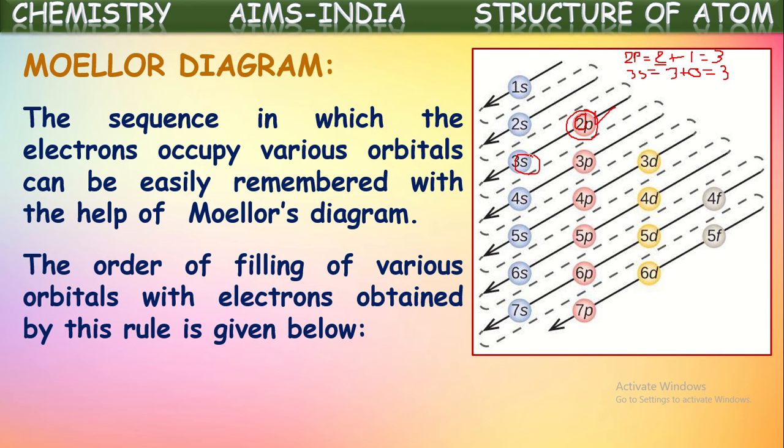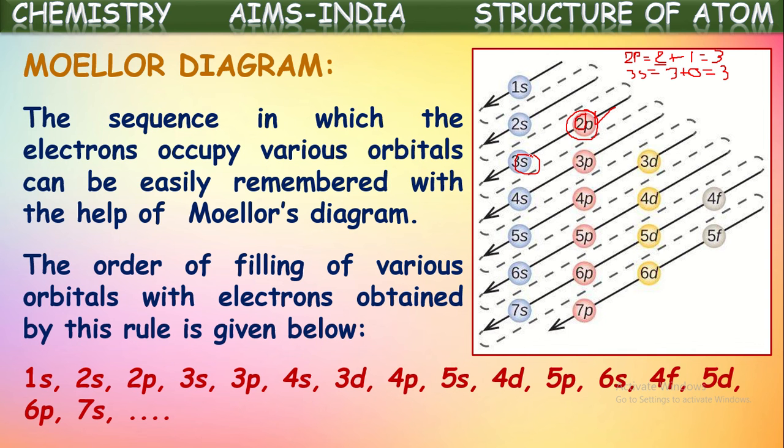The order of filling of various orbitals with electrons obtained in this rule is given here. See here. The order of filling of electrons into different orbitals is shown in increasing order here based upon the n plus l values. First, electrons enter into 1s and then 2s, 2p, 3s, 3p, 4s. In this way, electrons are occupying different orbitals.